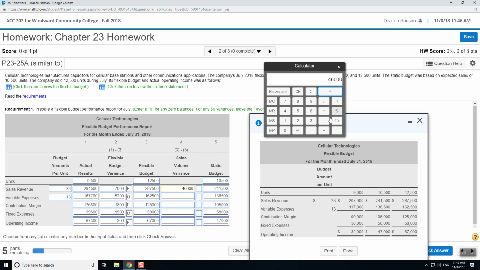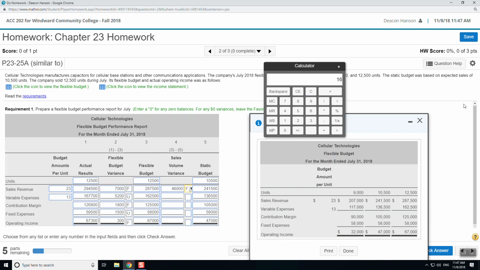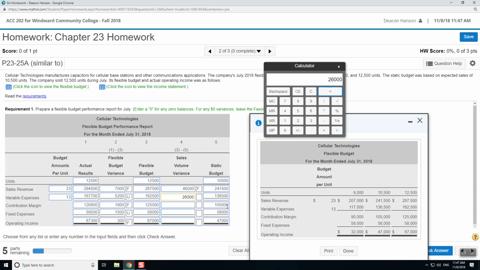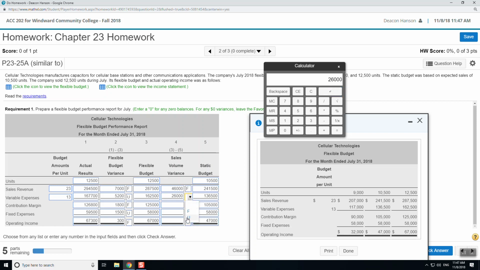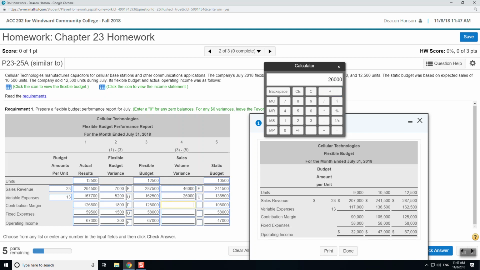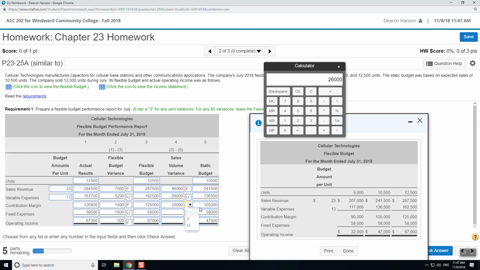Okay. So we got 46,000 more when we get the difference between the flexible budget revenue and the static budget revenue. So that's going to be considered favorable. Now it looks like we have more variable cost when we do the same comparison, comparing the flexible to the static, treating the flexible as if it were actual. That ends up being unfavorable. Then 20,000 more in contribution margin, so that's favorable.